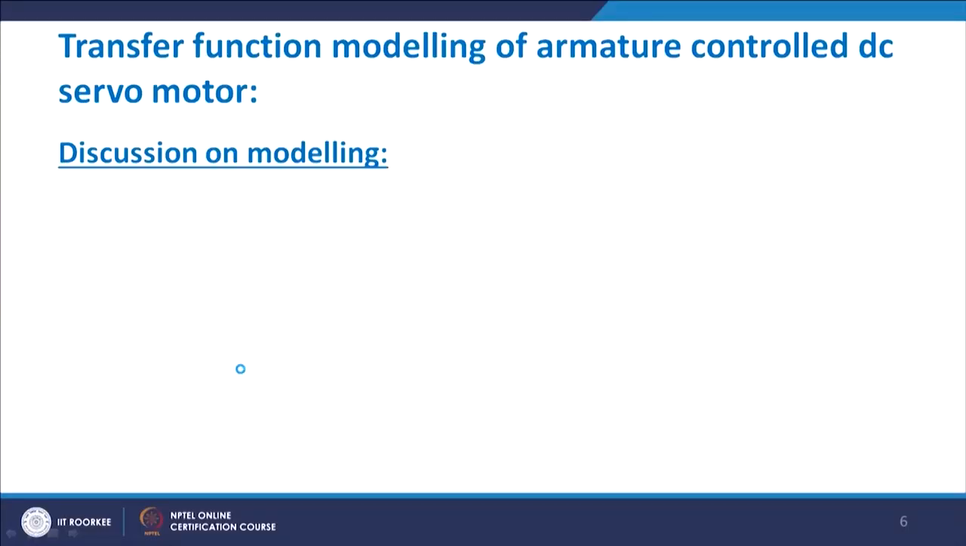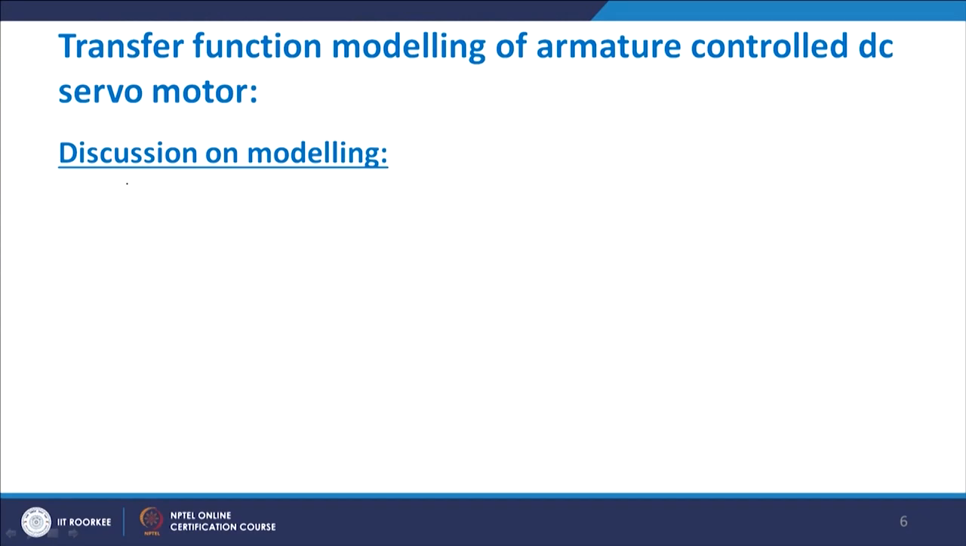Now, we have to see the modeling of a DC servo motor in both cases, that is, in armature control mode and field control mode. So, we will see this part. First of all, we are developing the transfer function model of an armature controlled DC servo motor, and afterward we will develop the state space model of an armature controlled DC servo motor.